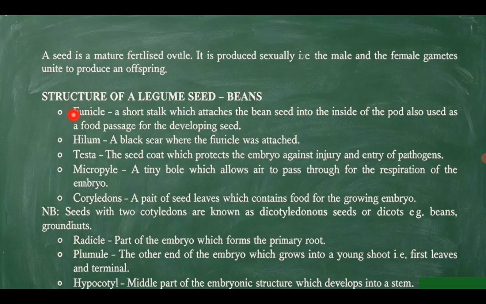So let's examine the structure of a legume seed. Seeds such as beans, groundnuts, soybeans, and others belong to a broad family called legumes. Structure of a legume seed. So a legume seed has the following parts whose function you are supposed to know. A bean seed has a part called funicle. A funicle is a short stalk which attaches the bean seed to the inside of the pod, also used as a food passage for the developing seed.